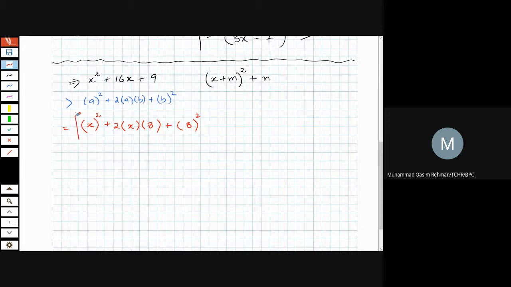I'm highlighting this so that you forget about whatever you have done up till now. Just try to balance it. Now, do we have this in the question, x squared? Yes, sir. Do we have this in the question? Yes, sir. Do we have this in the question? No, sir. Okay, now another question: do we need this?